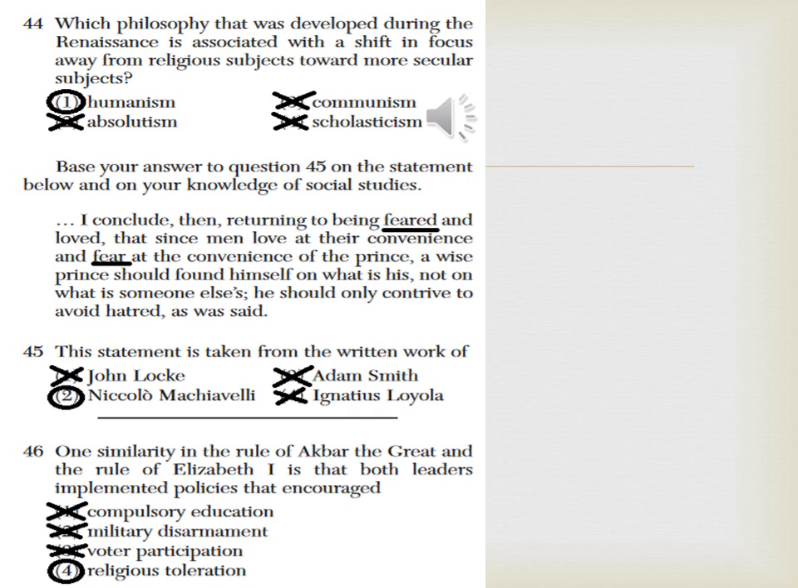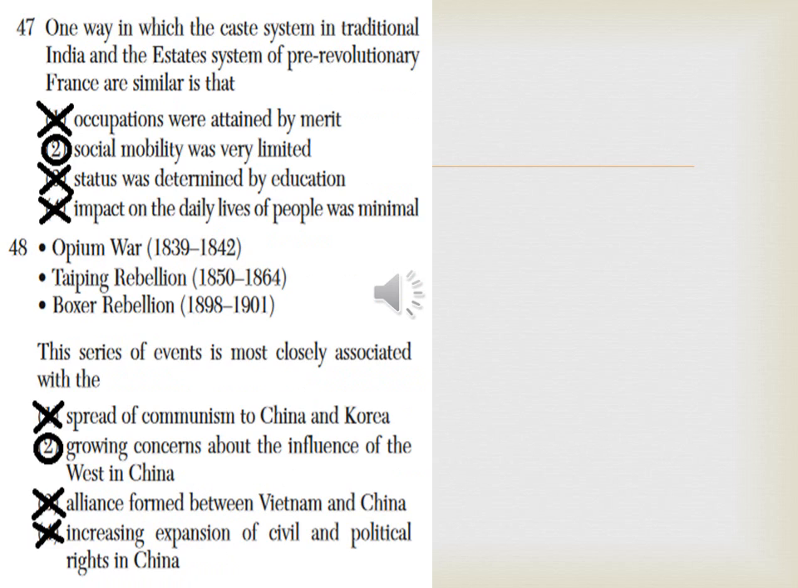One similarity in the rule of Akbar the Great and the rule of Elizabeth I is that both leaders implement policies that encourage religious toleration. But let's go over all the choices. Is it 1, compulsory education? No. Is it 2, military disarmament? No. Is it 3, voter participation? Absolutely not. It's not a democracy. So it's 4, religious toleration. Easy question, easy answer. Alright, question 47.